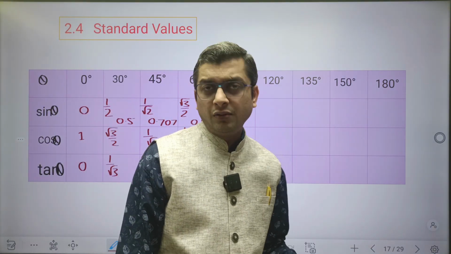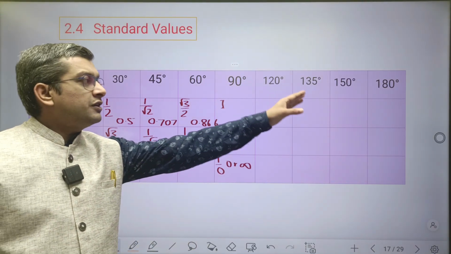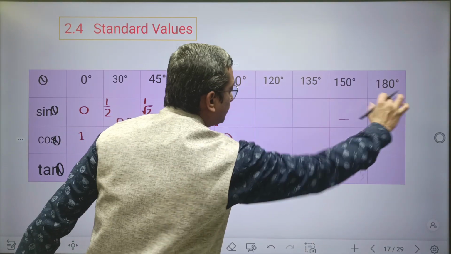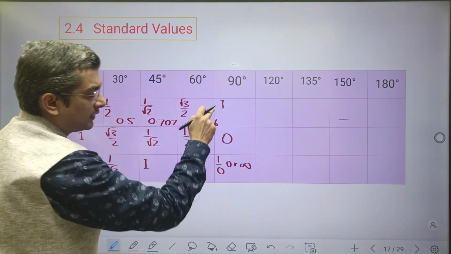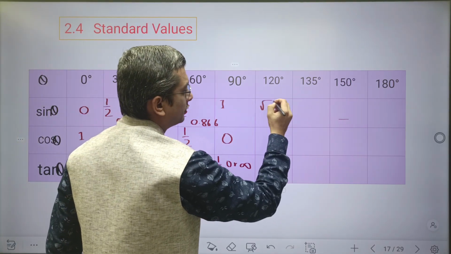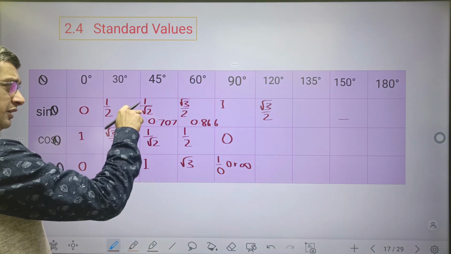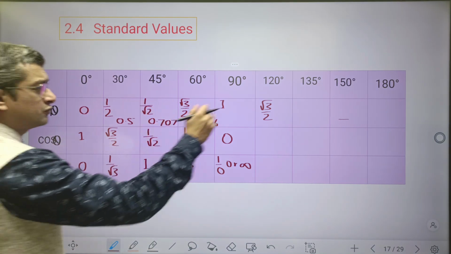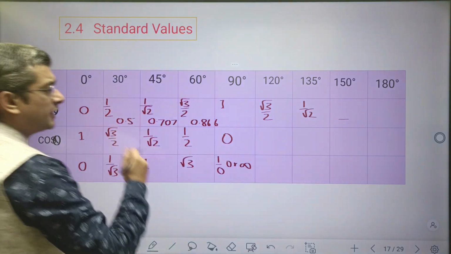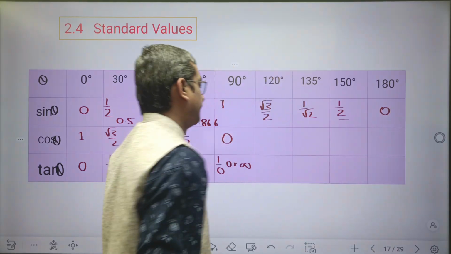There are two more sets of standard values which we see further. Now sine 120, 135, 150 and 180. Write these values in reverse order. Here it is 1, then before 1 it is root 3 by 2, then after 1 again put root 3 by 2. So sine 120 is root 3 by 2. Before root 3 by 2 is 1 by root 2, so after root 3 by 2 is 1 by root 2. Before 1 by root 2 is 1 by 2, and finally sine 180 is 0.